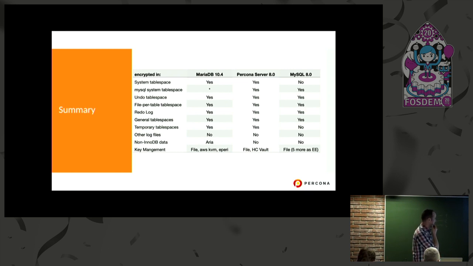In the period of a year and a half, this table looked completely different, except the MariaDB things. With Percona Server 5.7, some of the features were available, but were only experimental. And for MySQL, it had only file-per-table tablespace encryption and redo and undo log encryption.